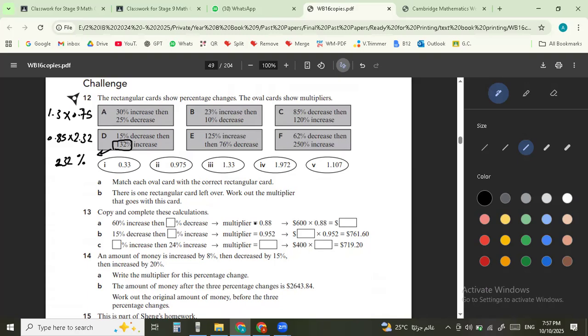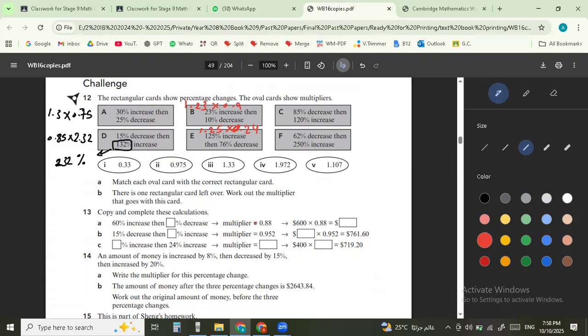Here you're going to just do 0.23. I'm going to change the color to avoid confusion. Here it is 1.23 multiplied by 0.9. The answer of this is going to be one of the oval cards. Here, 125% increase is 1.25 multiplied by 76% decrease, so it is 0.24.